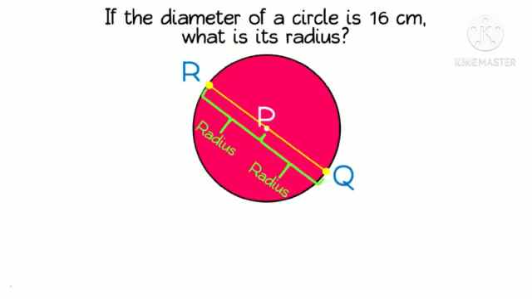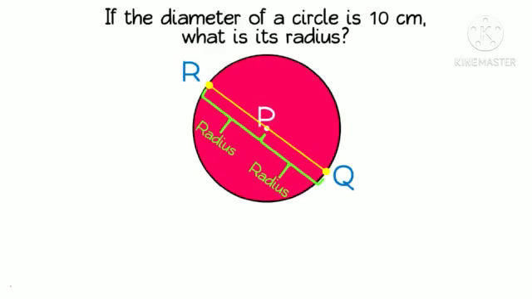One more example. The diameter of a circle is 16 centimeters. What is its radius? The formula for radius is equal to diameter by 2. Diameter is 16 by 2, which is equal to 8 centimeters. One more example. If the diameter of a circle is 10 centimeters, what is its radius? Radius is equal to diameter by 2, which is equal to 10 by 2. So, finally, 5 centimeters.